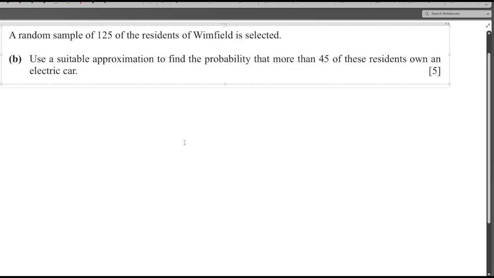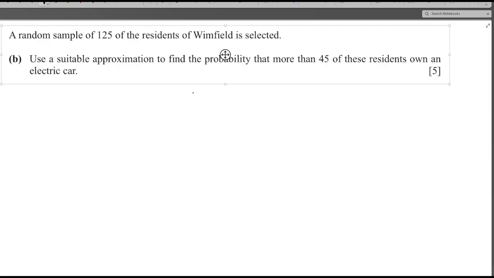Now B part of the question: a random sample of 125 of the residents of Wimfield is selected. Use the suitable approximation to find the probability that more than 45 of these residents own an electric car. Now here n is 125. It is a large number, more than 50. Your possibility of success is 0.3, which is close to 0.5, I will say.